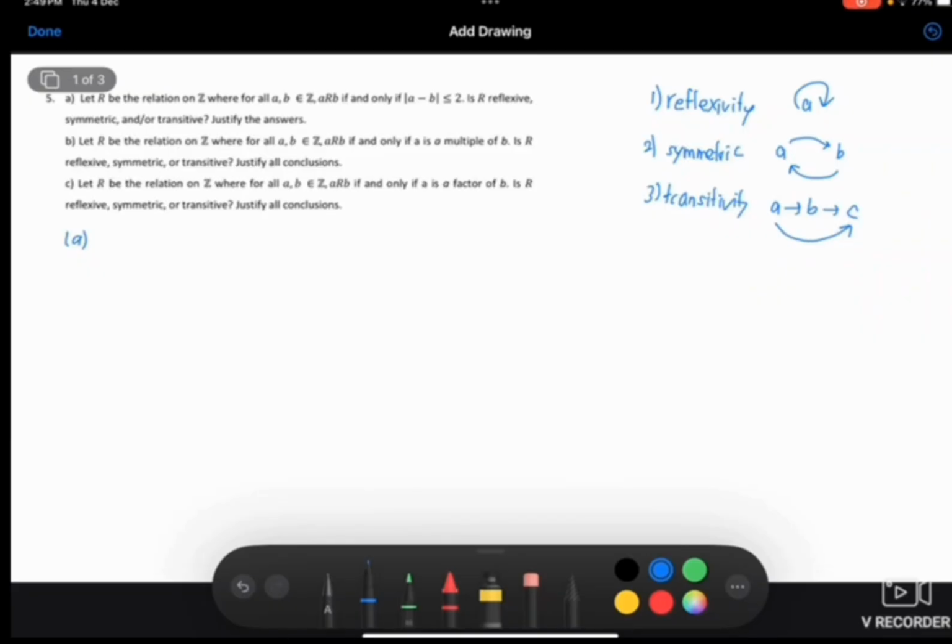So for question A, is relation R reflexive? We can say yes, because we can prove it using this. Since reflexive means that A relates to itself, A minus A is equal to 0, which is less than or equal to 2.